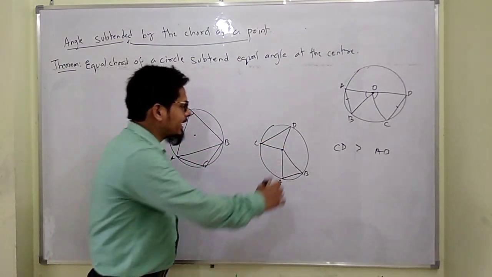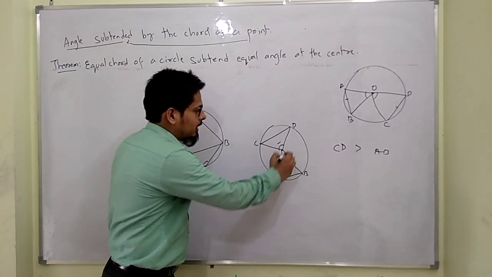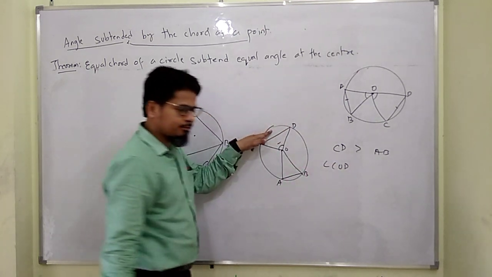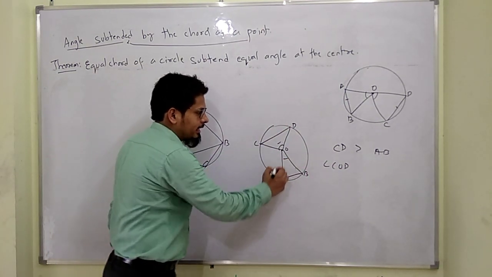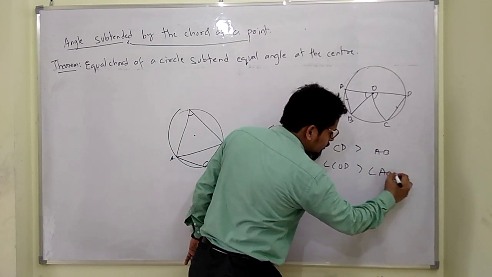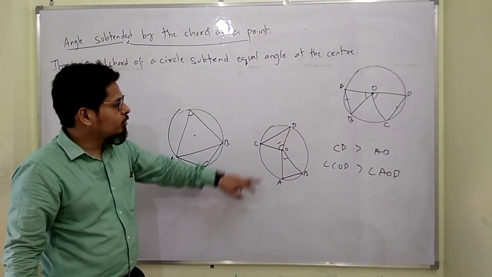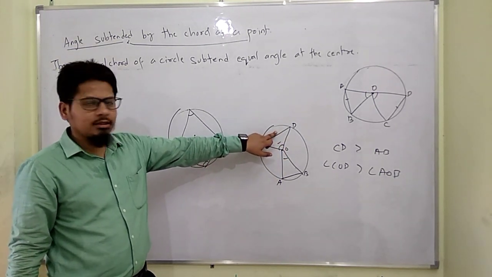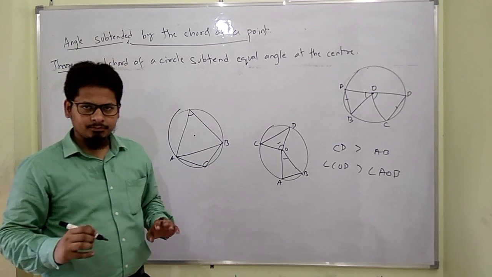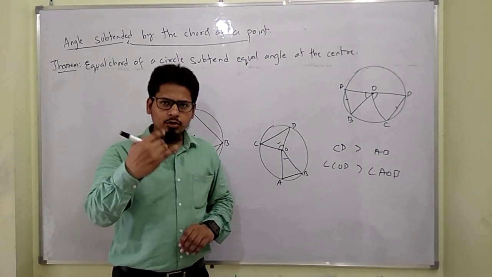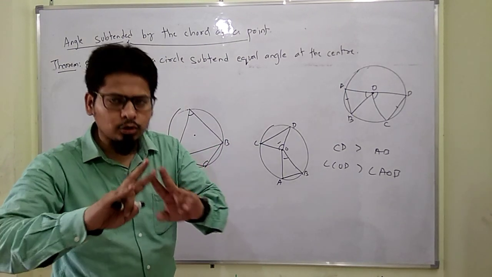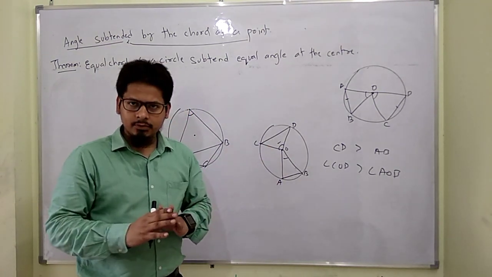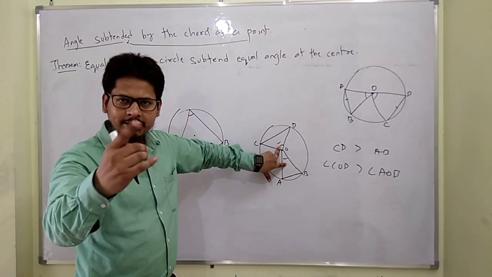CD is more than AB. So the angle subtended by the chord CD, which I write here as angle COD, and this angle I call angle AOB. On measurement you will find that angle COD is more than angle AOB. Why? Because the chord CD is longer than AB, right? If both chords are equal, then the size of the angle will be the same, right?